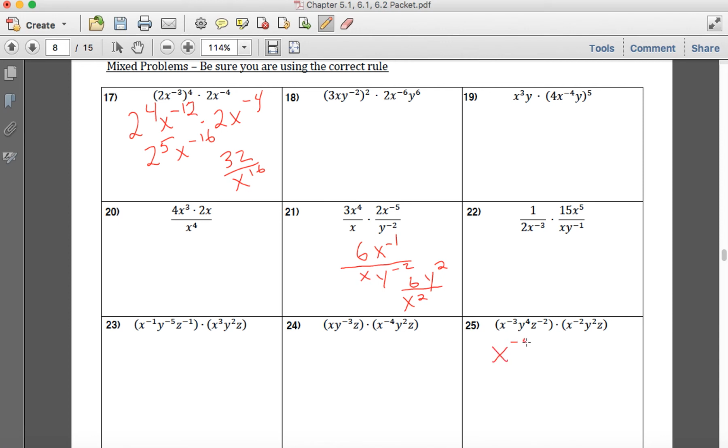Number 25. That's x to the negative 5th, y to the 6th, z to the negative 1st. X to the negative 5th goes to the bottom, z to the negative 1 goes to the bottom, y to the 6th stays up on top.